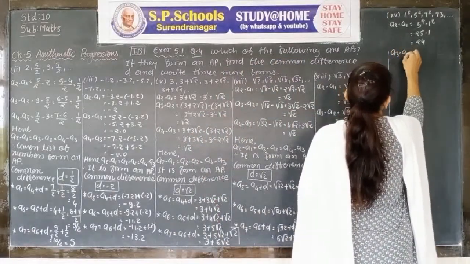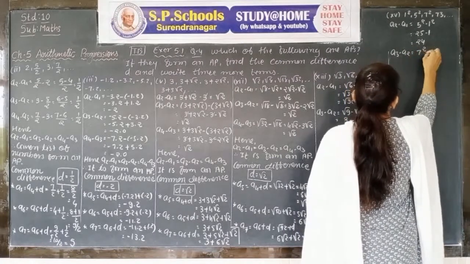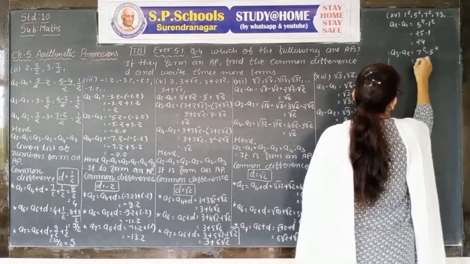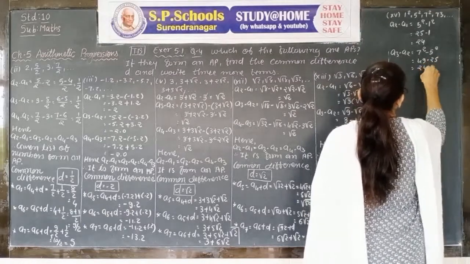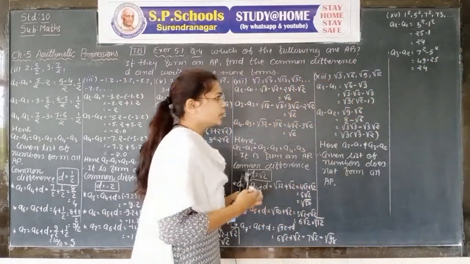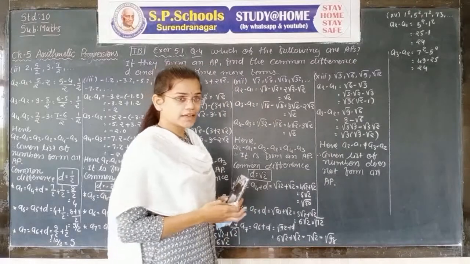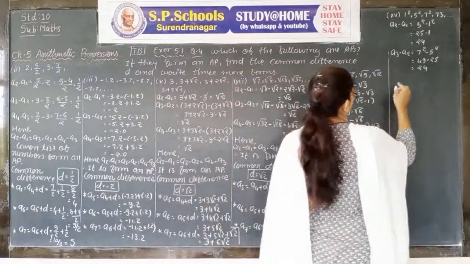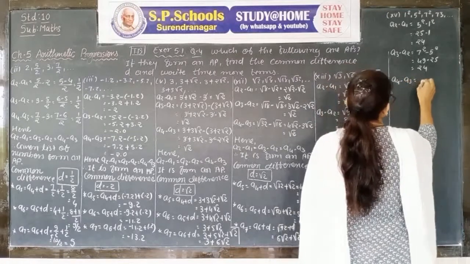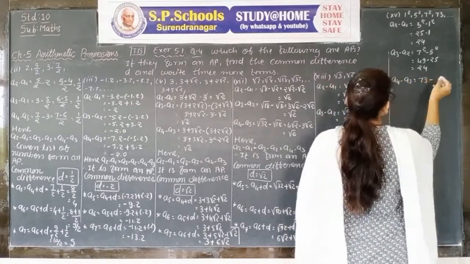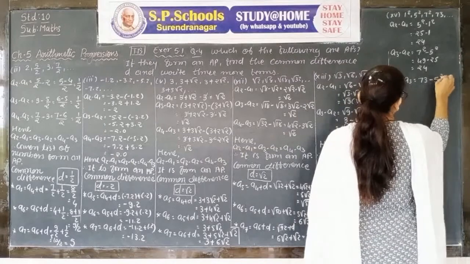a3 minus a2. a3 is the square of 7 minus the square of 5, 49 minus 25, which is again 24. Here the difference between the first two pairs of consecutive terms is equal. Compulsorily, we need to find the next one, a4 minus a3, where a4 is 73 and a3 is 5 square.